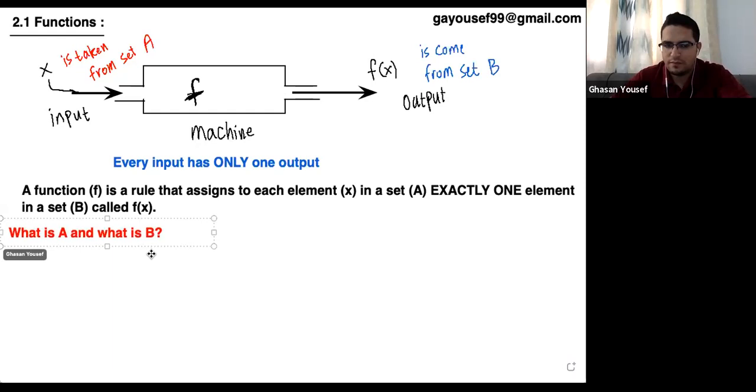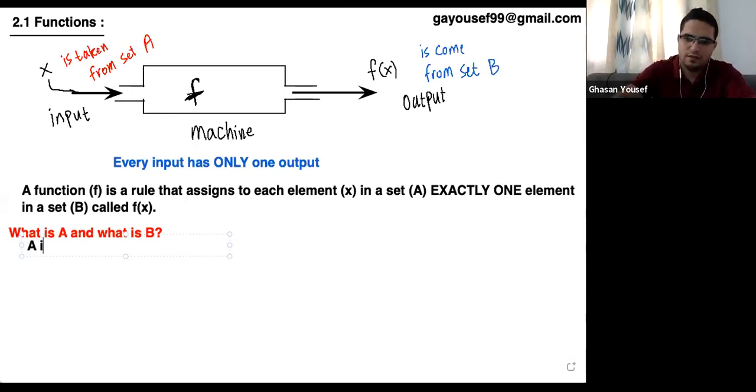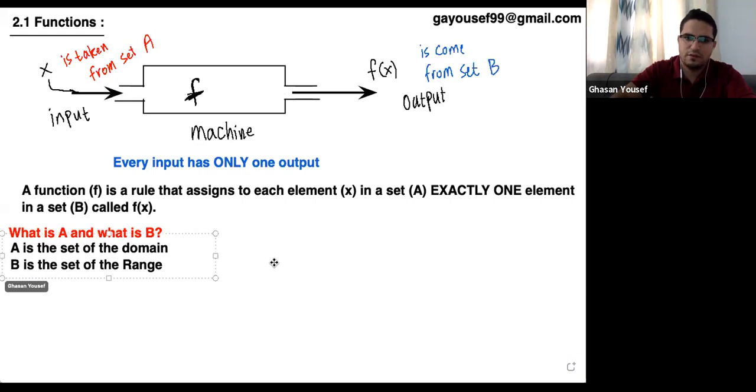Have you heard about domain and range? So the set A is the domain of the function, and the set B is called the range of the function f. So here I can say A is the set of the domain, and B is the set of the range for the function. So this is the meaning of A and this is the meaning of B. A is the set of the domain and B is the set of the range of the function.